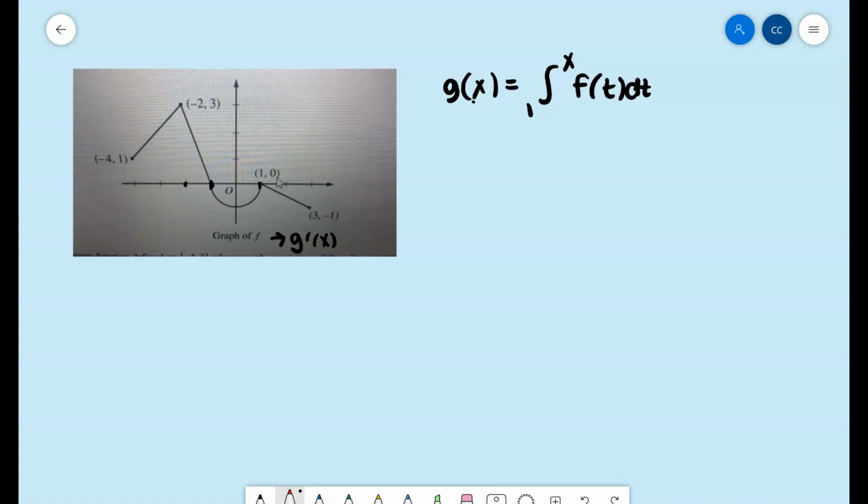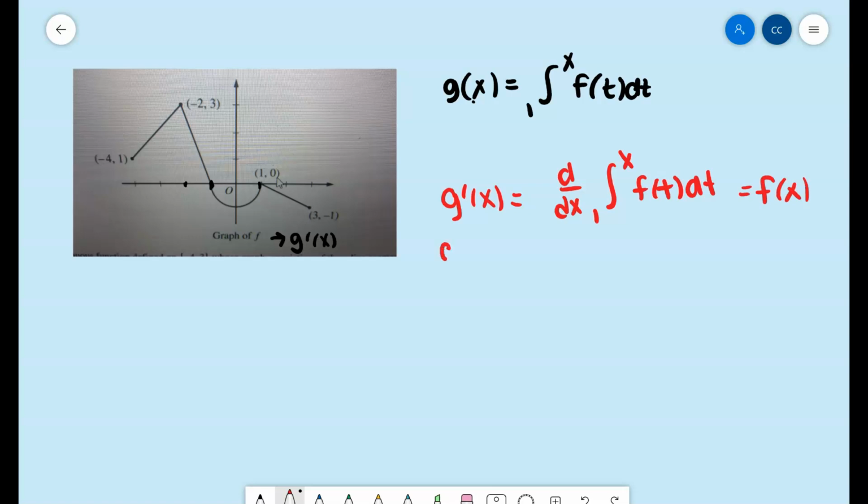Okay, so part B asks us to find g prime and g double prime. Once again, finding g prime is an application of the fundamental theorem of calculus. So if I want to find the derivative of g, that's like finding d dx of the integral from 1 to x of f of t dt. So we know that the derivative of the integral is simply the value. So g prime of x is really just equal to f of x.